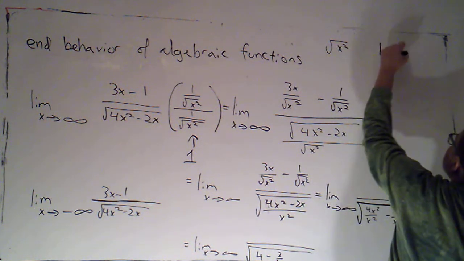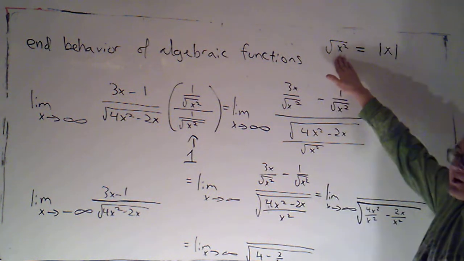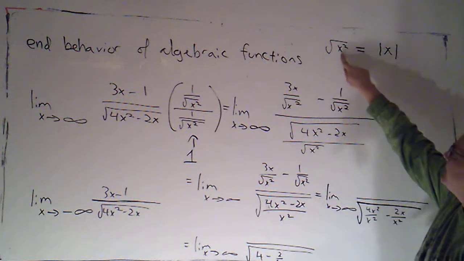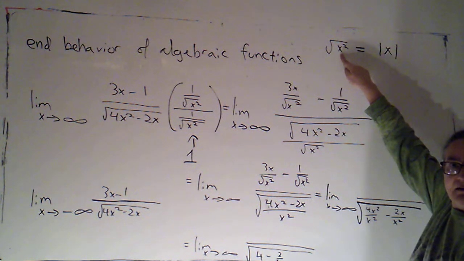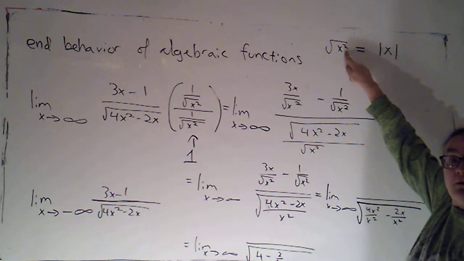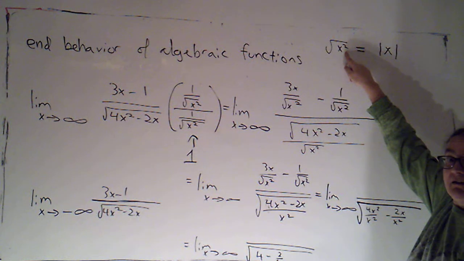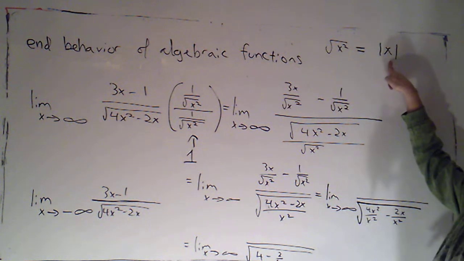What I need to do is take the absolute value. So the square root of x squared, x could certainly be a negative number. Let's say x was negative 3. Negative 3 squared would be 9. The square root of 9 would be 3. That's not x. We said x was negative 3. That's the absolute value of x.